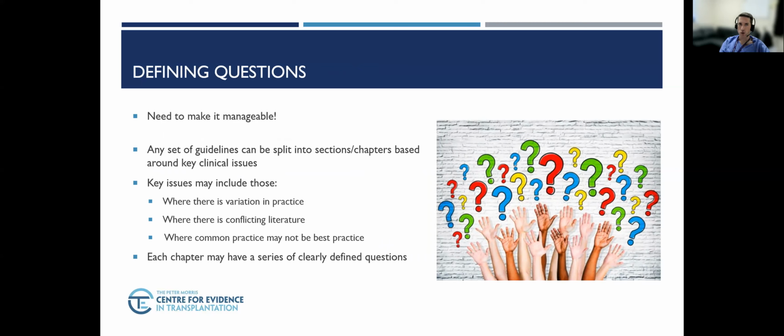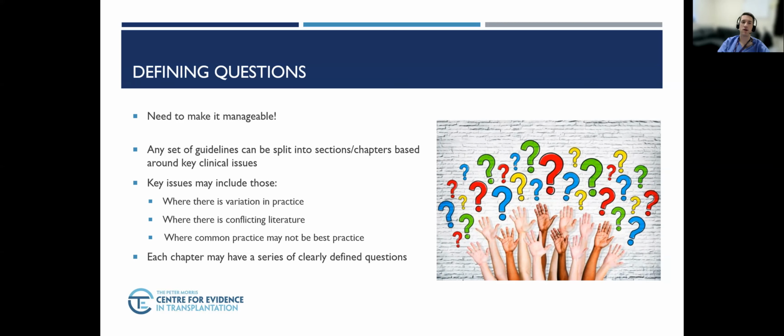Once you've defined the scope, you can then start to subdivide your set of guidelines, your overall topic, into a series of subtopics or key clinical issues that you're interested in addressing in your set of guidelines. And usually most of these will be fairly self-evident for a particular set of guidelines. And the key issues are going to be those where there's controversy. So those where there's variation in practice, those where there's a conflicting literature, or those where common practice might not be best practice. And each section or each chapter of your guidelines will be based around a theme.